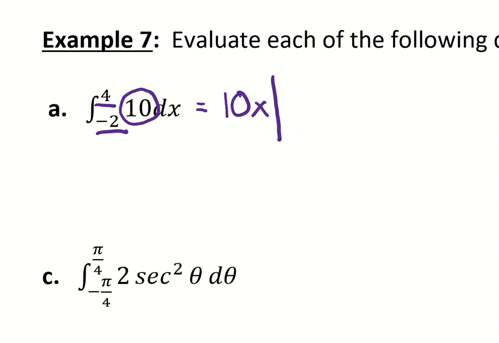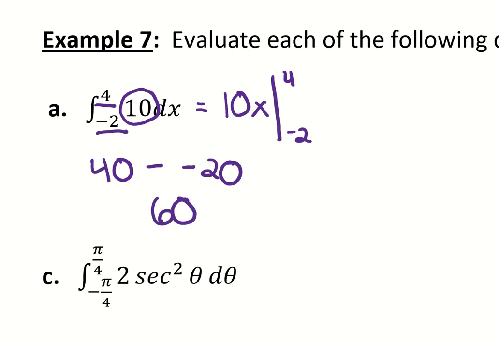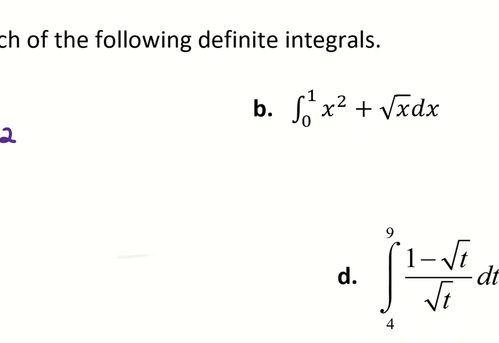Instead, we're going to use the fundamental theorem of calculus, and we're going to do big F of 4 minus big F of -2. And a lot of times you'll see that written as from -2 to 4. That means the same thing. So that means we're going to find 10x with a 4 plugged in, so that's going to be 40, minus 10x with a -2 plugged in, which is going to be a -20, and that leads us to 60. Let's try the next one.